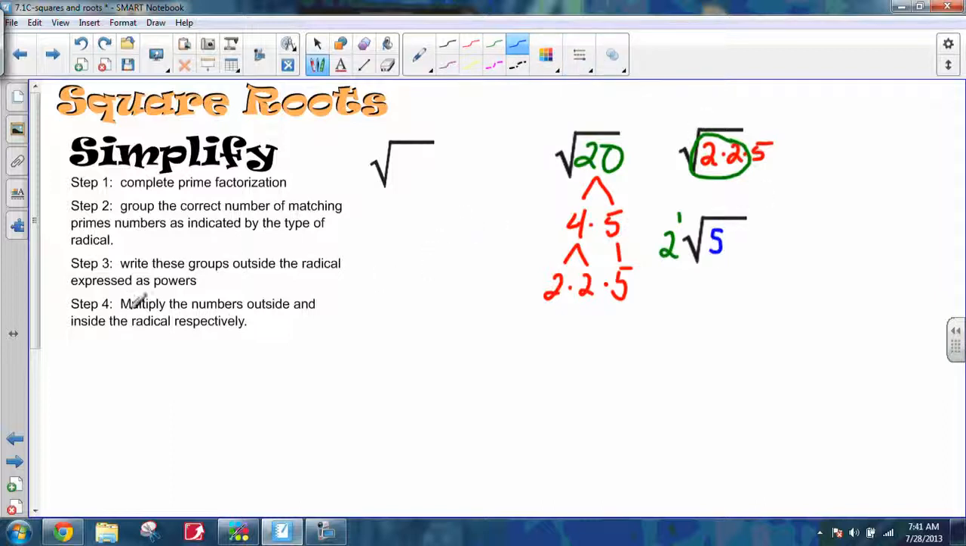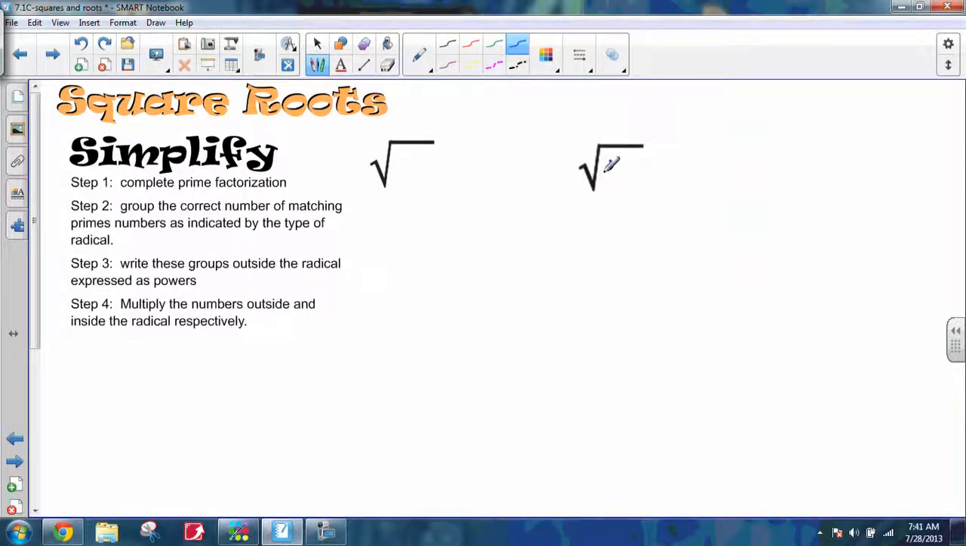Step number 4 says multiply the numbers outside and inside the radical respectively. If we had more than one group outside, then we'll multiply those numbers together. If we have more than one term or number inside, we'll multiply those numbers together, and then that will be our answer. But since we don't, the simplified version of the square root of 20 is 2 square root of 5. Let's look at another example, 50.